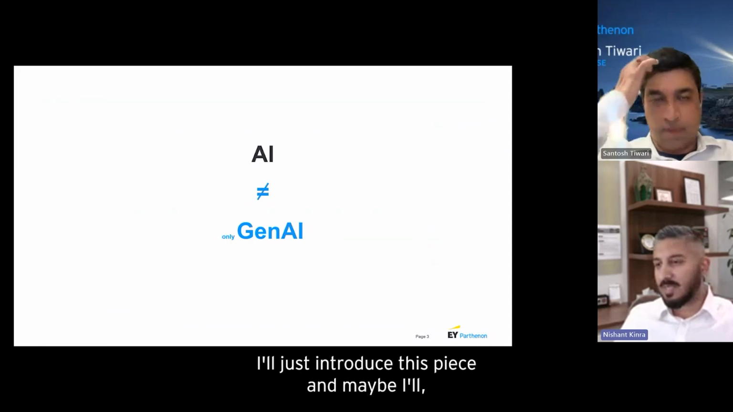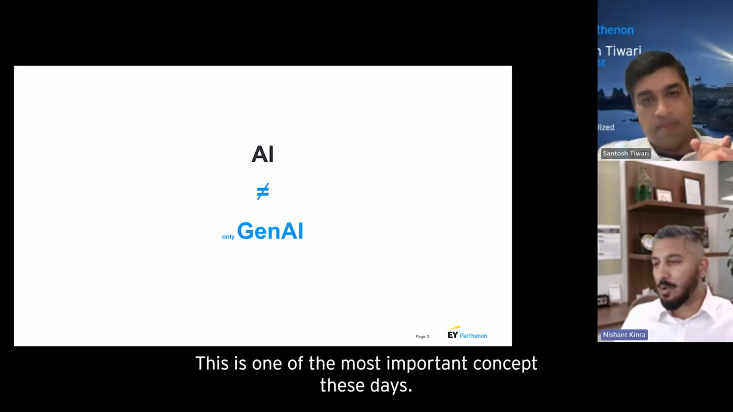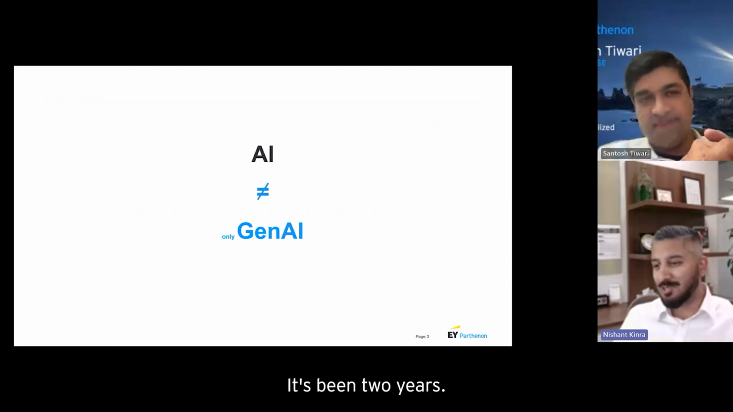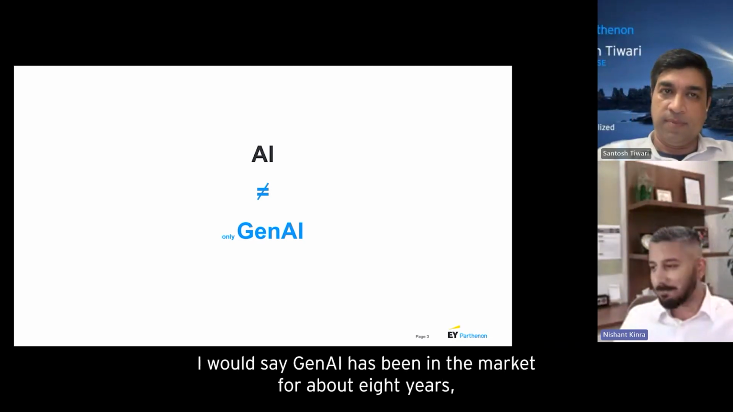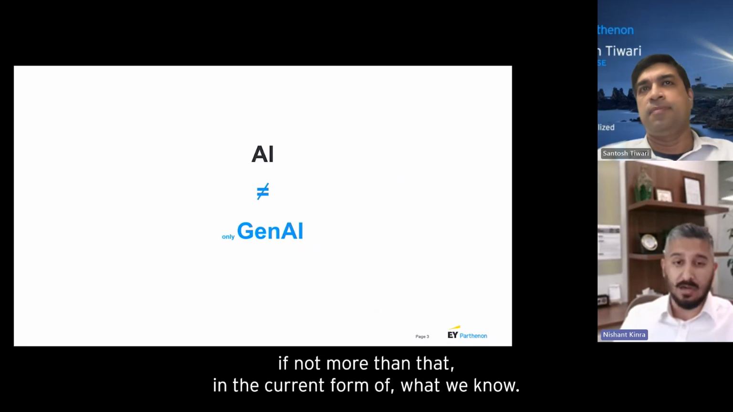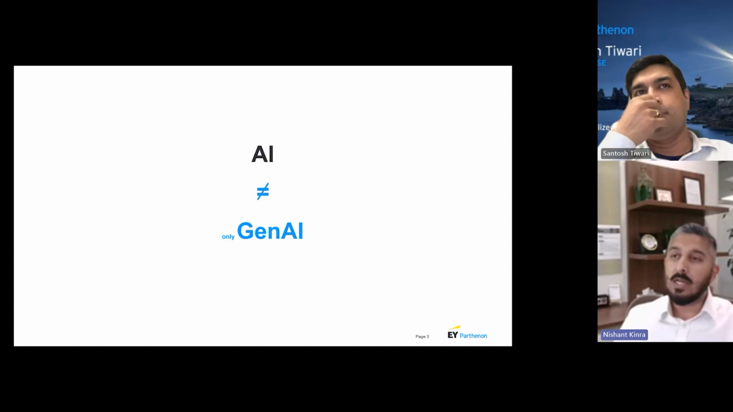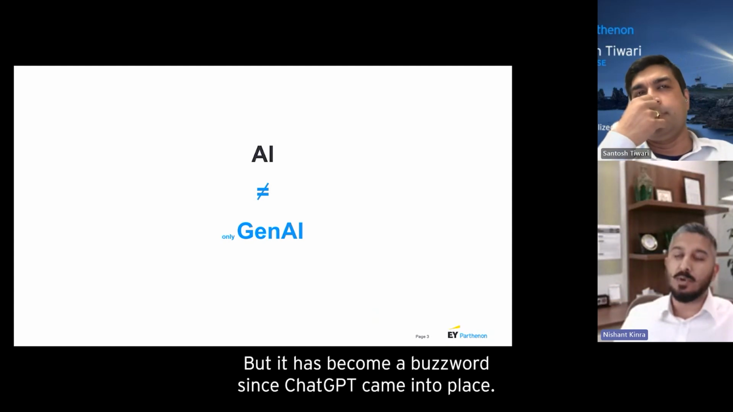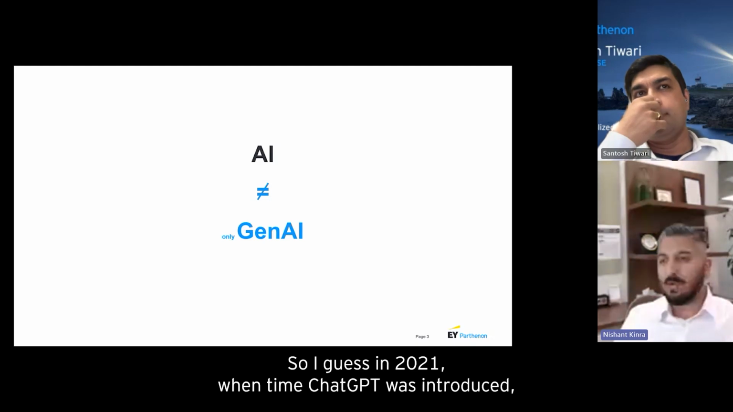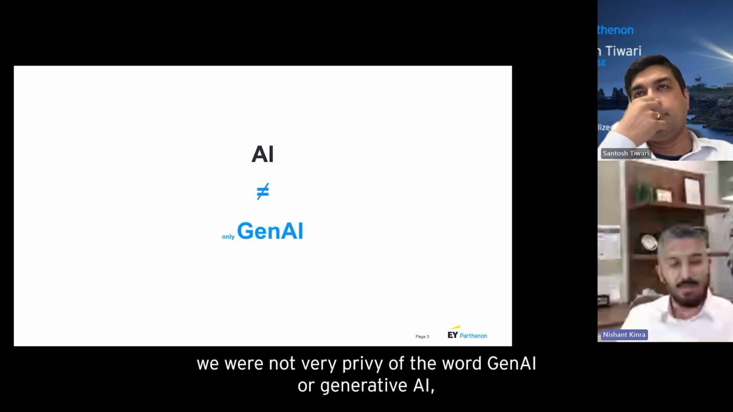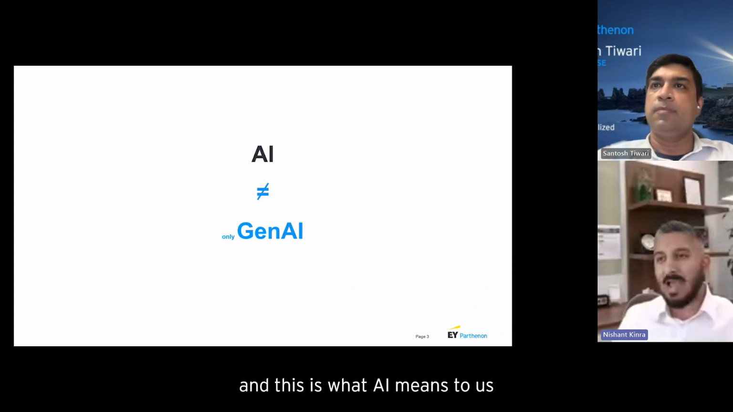I'll just introduce this piece and maybe this is one of the most important concepts these days. It's been 2 years. Gen AI has taken the world for a toss, I would say. Gen AI has been in the market for about 8 years, if not more than that, in the current form of what we know. But it has become a buzzword since ChatGPT came into place. So I guess in 2021, when ChatGPT was introduced, we were not very privy of the word Gen AI or generative AI. And this is what now AI actually means to us.